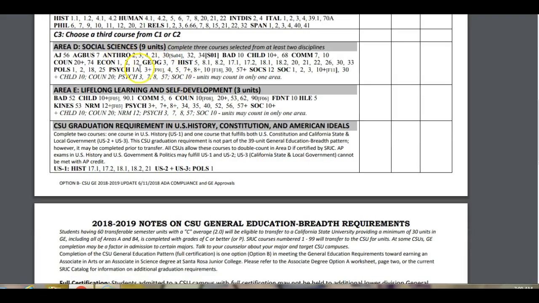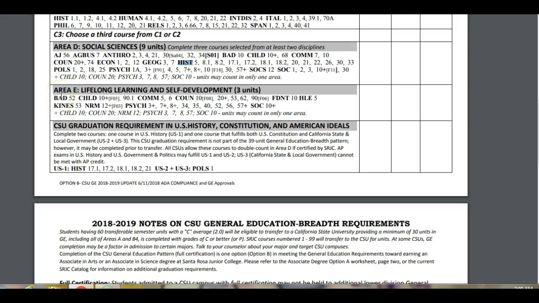Area D is the social sciences. So you need 3 courses from at least 2 disciplines. What that means is you cannot take all of your classes in psych, okay? So you can have 2 psych classes, and then you could take Bad 10 or a communications class or a history class, whatever you wanted to do.